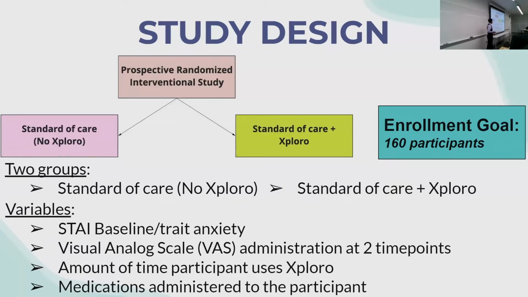And some of the variables that will be taken into account are the SCAI baseline anxiety survey to measure initial anxiety, the administration of the visual analog scale at 2 time points. One would be when the patient is taken to the pre-op holding bed, and the other right before the patient is taken into the operating room. And the visual analog scale is a survey that we give to children on the day of the procedure to measure their anxiety on a scale of 0 to 10. And we're also giving a VAS to the child's caregiver and nurse to get additional perspectives on the state of the patient. We'll also take into account the amount of time the participant uses the app, as well as the medications that they are given.